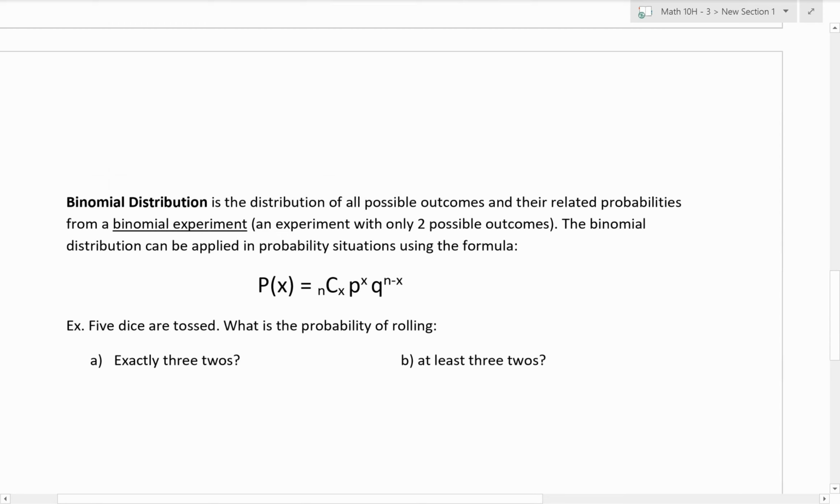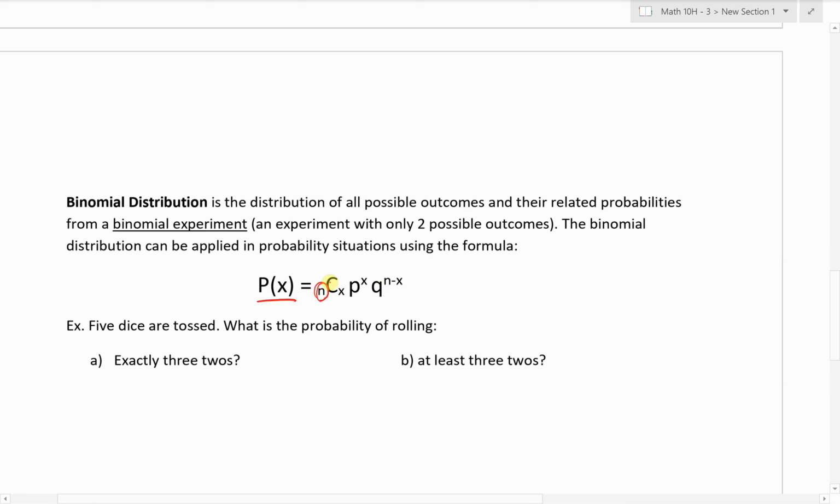The binomial distribution can be applied in probability situations using the formula right here. That's the probability of X happening, event X. N is the total number of trials, how many times we do it, and X is the number of favorable outcomes. P is the probability of happening, Q is the probability of not happening.